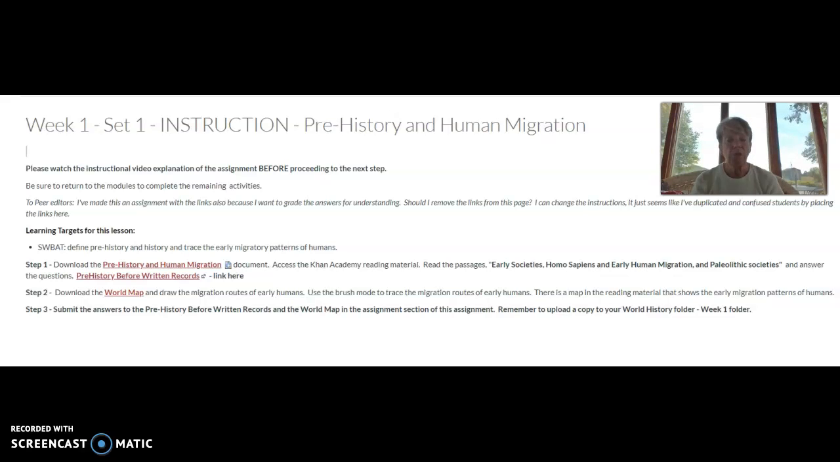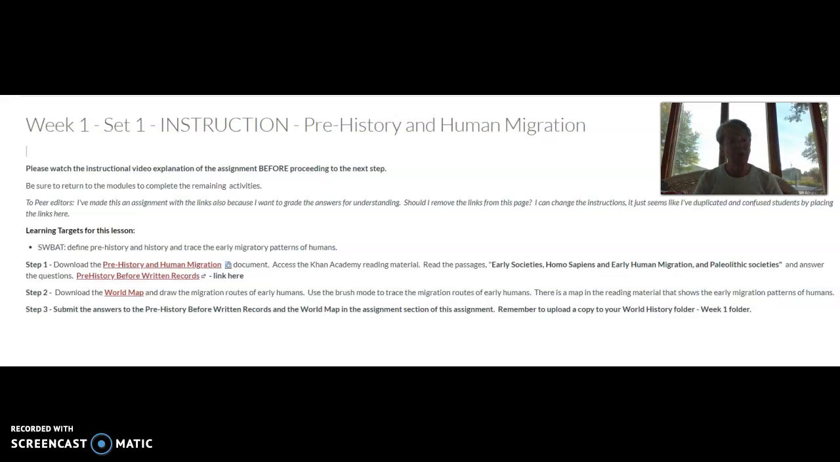There will be three things that you will be doing. You will download prehistory and human migration questions. You will move to the Khan Academy reading material, and you will read the passages called Early Societies, Homo sapiens and Early Human Migrations, and Paleolithic Societies. And then you will answer the questions that go with those. You will then download the world map, and you will then draw the migration routes of early humans.